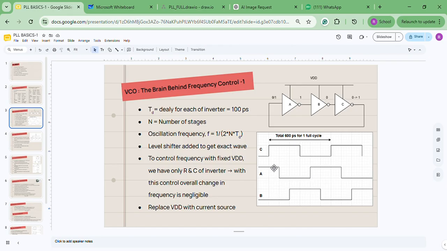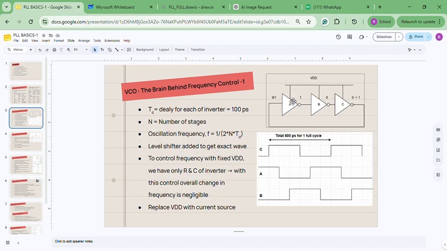Then B will be triggered after a delay of 2TD. So in that sense, each of these stages will be triggered by a certain delay. Finally, to complete the whole oscillation, it needs a cycle of 2TD. So that is the total cycle for one period. Frequency is what? It's the inverse of the time period. To take one time period of oscillation, it takes 2 TD time.